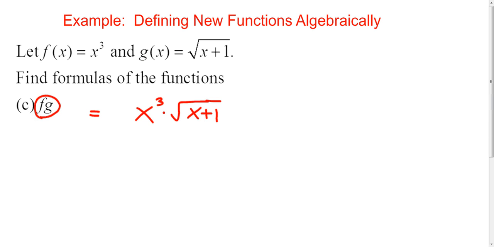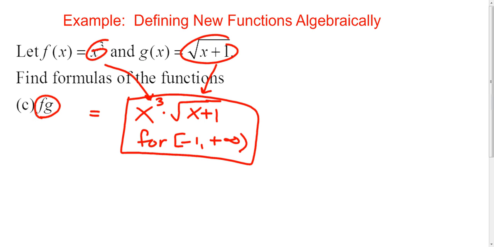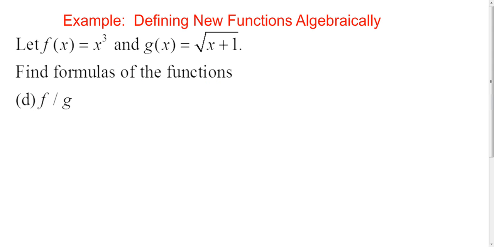Again, this gets inherited as negative infinity to positive infinity. This gets inherited from -1 to positive infinity. And since there's no other simplifying that I need to do, there's no other restrictions that I need to place on these functions. Okay, here I have f divided by g.